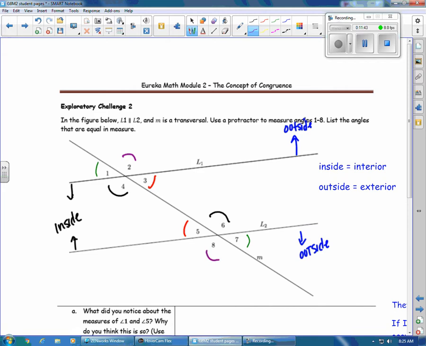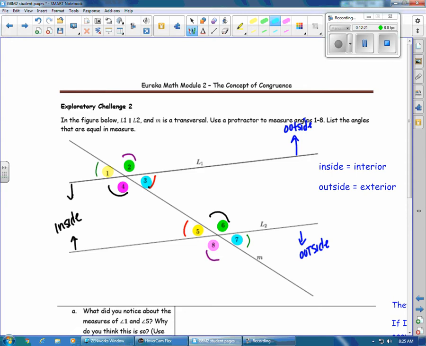Now, corresponding angles are, if I translate 1, 2, 3, and 4, they're in exactly the same spot. I want to know which ones are going to occupy the same space and which ones are going to be congruent. So let's go ahead with a highlighter there. So 1 and 5 are going to be in the same space. 2 and 6 are going to be in the same space. 4 and 8. And then 3 and 7.